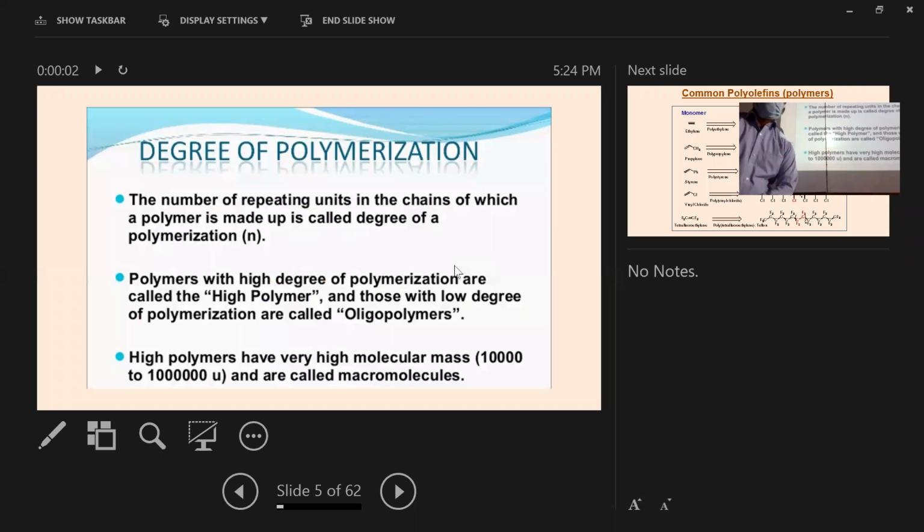Same thing, same animation. Degree of polymerization. What does it mean? The number of repeating units. That means how many molecules or repeating units will be in the polymer. So how many molecules are combining to make a polymer? That is the degree of polymerization. As I have already mentioned, 1 million molecules. That means if a molecule has 1 million monomers or repeating units, then we can consider the degree of polymerization of that molecule would be 1 million.